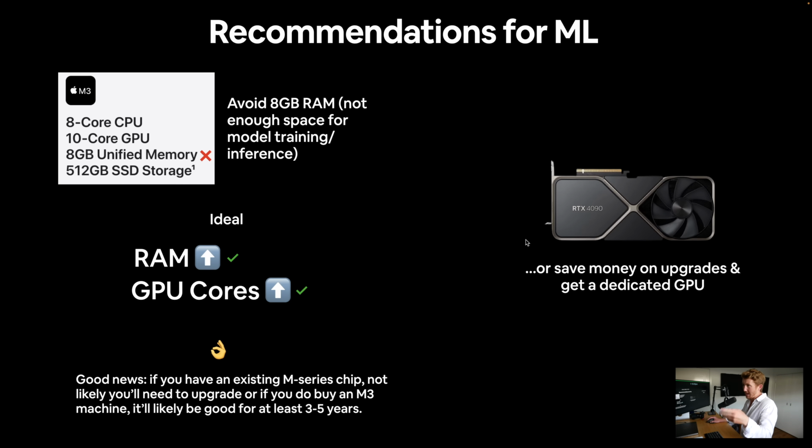For now, Apple may do something that improves their M series chips. And the good news is that if you have an existing M series chip, you likely don't need to upgrade. I'm personally not upgrading my M1 Pro to an M3 Pro, because as you saw, my M1 Pro kind of already outperforms the M3 Pro. So if you do buy a new M3 series, and this goes for M2 as well, it'll likely be good for at least 3 to 5 years.